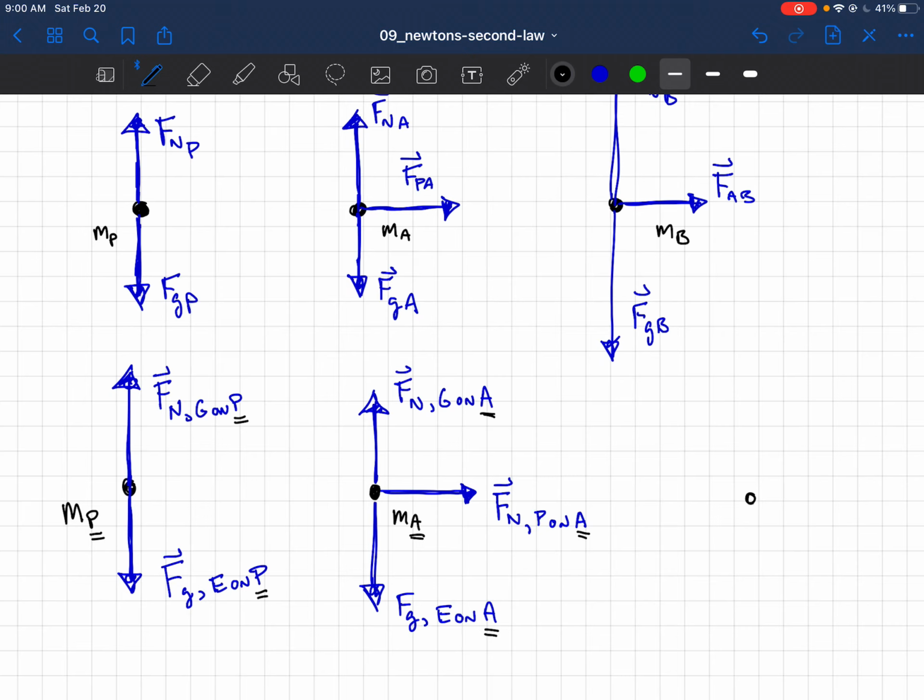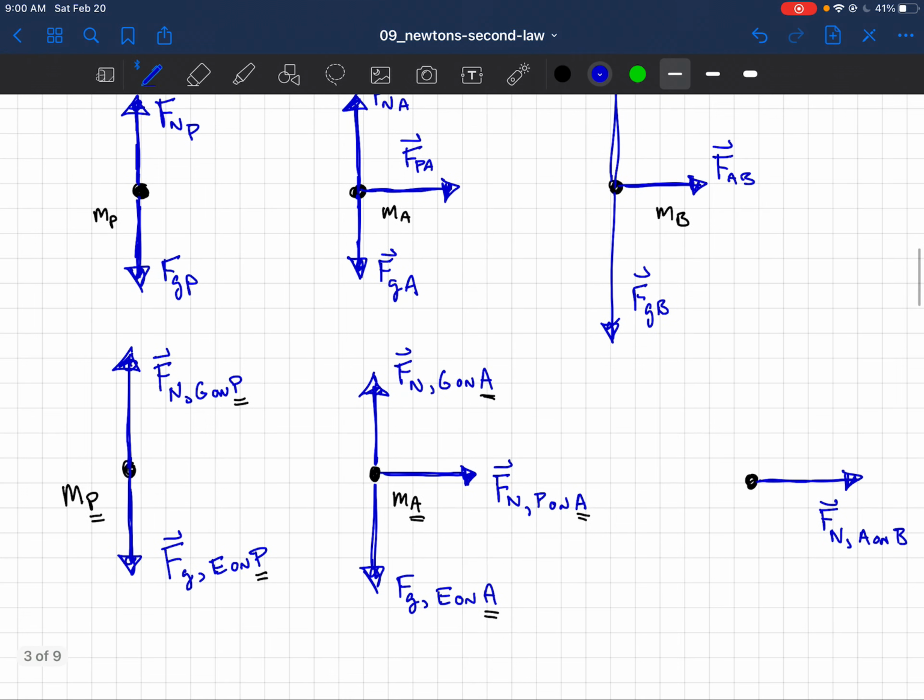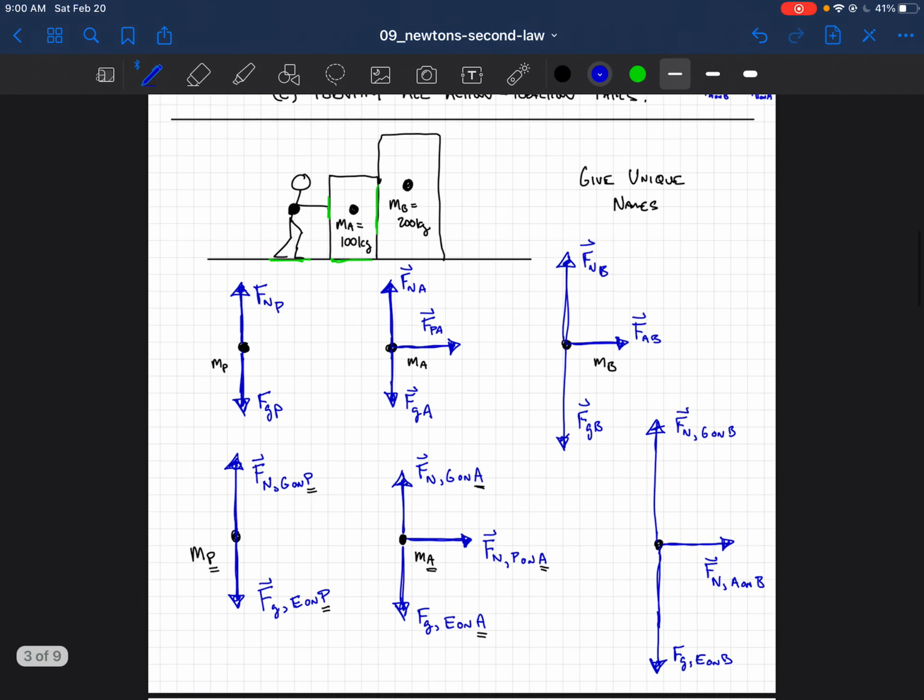Now let's move on to the last free body diagram. We have the force of A on B. That one already was a Newton's third law name, so all we might do is say what kind of force it is. It's a normal force of A on B. Then we have gravity and normal, just like the other ones. Again, that should be a longer one, right? So force of gravity, Earth on B. And then we have force of normal, ground on B. There we go. So we've given Newton's third law names.